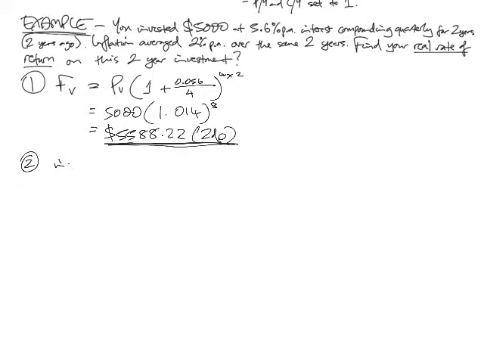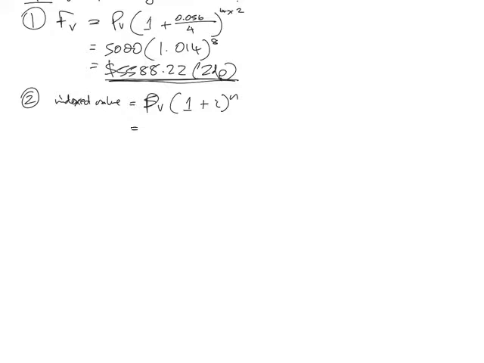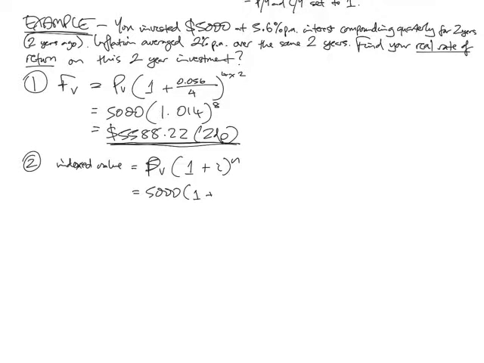Alright, so step 2, indexed value. We want to work out what the original investment would have to grow to, to have the same buying power due to inflation. So it's the formula from above. I'll do it. PV times (1 plus I) to the n. So the index value is going to be 5,000 times 1 plus... inflation is going at 2% per annum over those same 2 years.